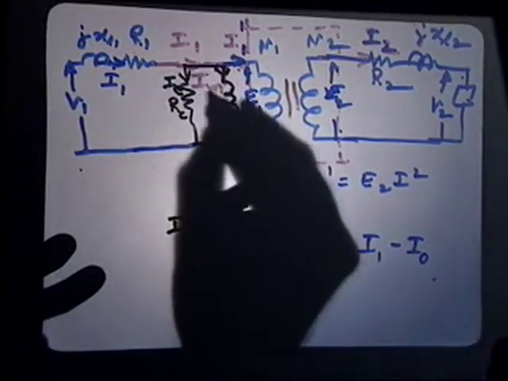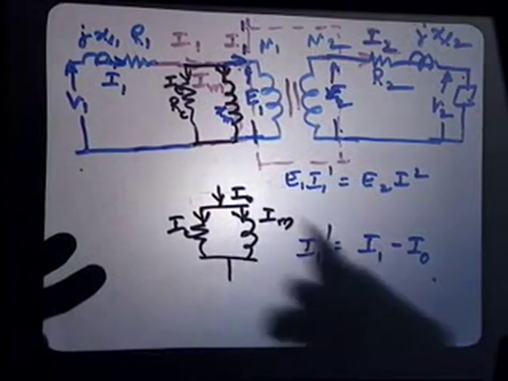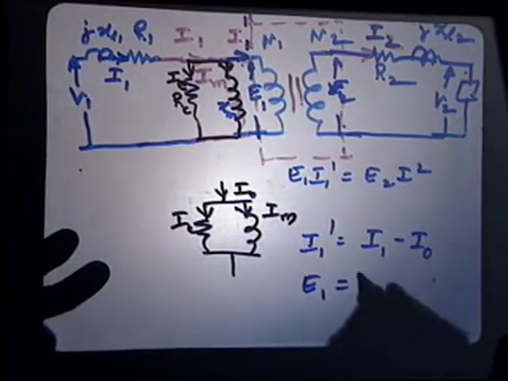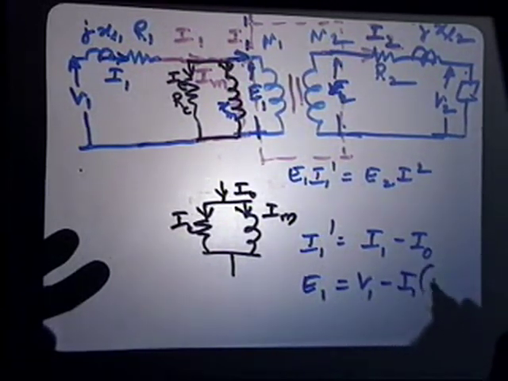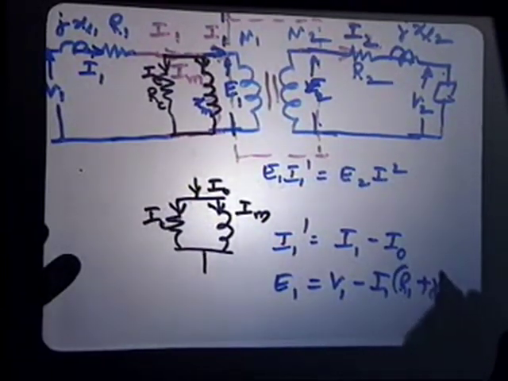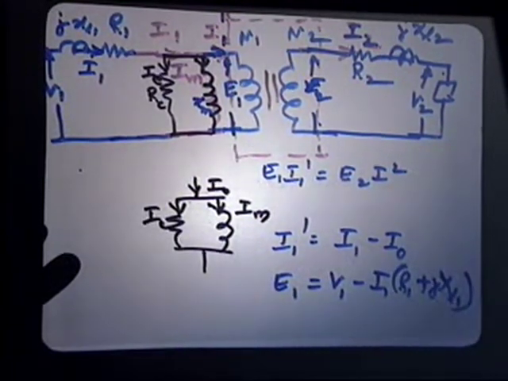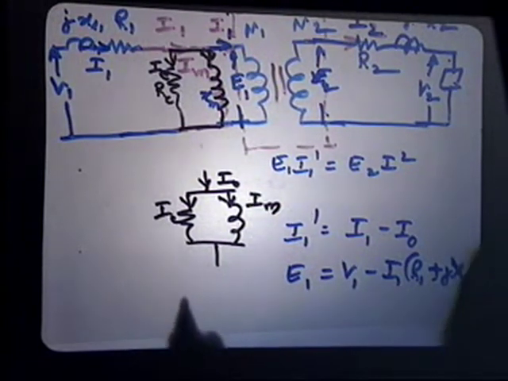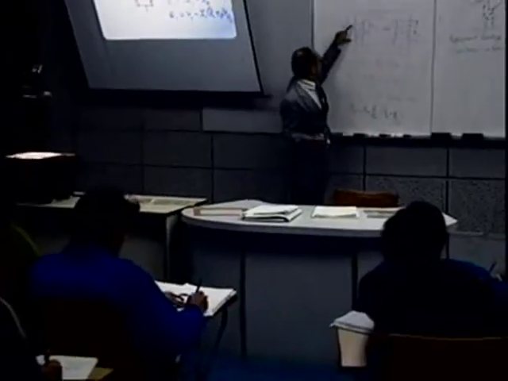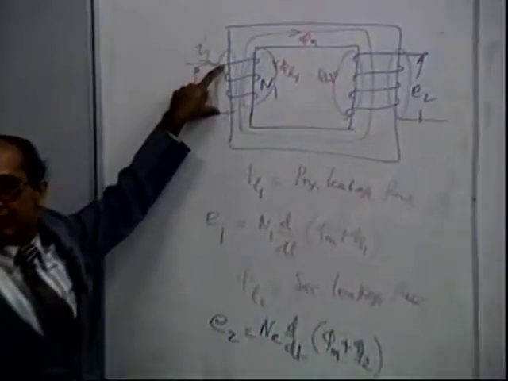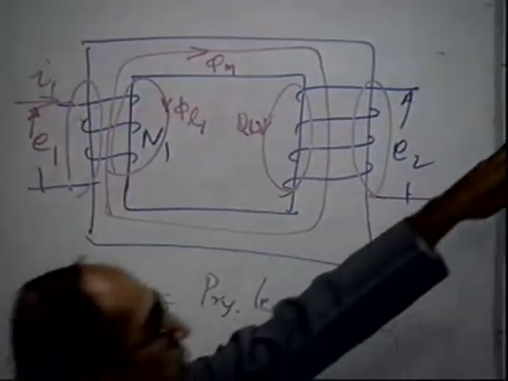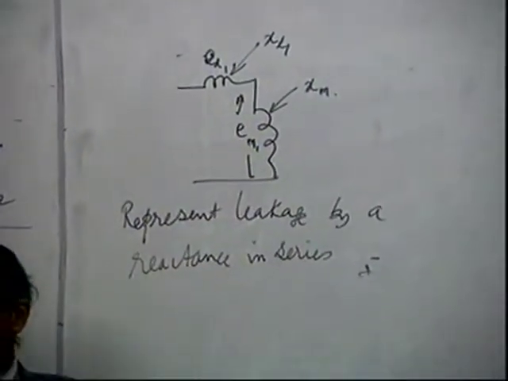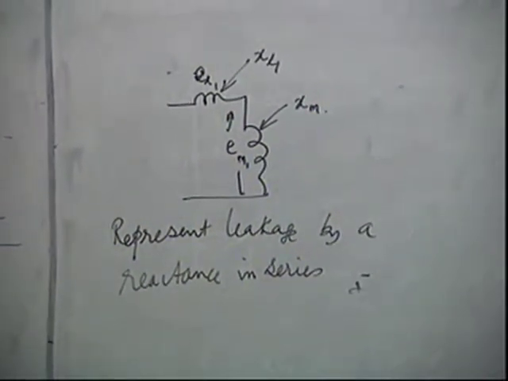That is, this is the total current. And then you will also see that E1 will be equal to V1 minus I1 into R1 plus jXL1. To differentiate between the drop and the ideal voltage, I have said EM is basically the ideal voltage in the core, which is proportional to N1.